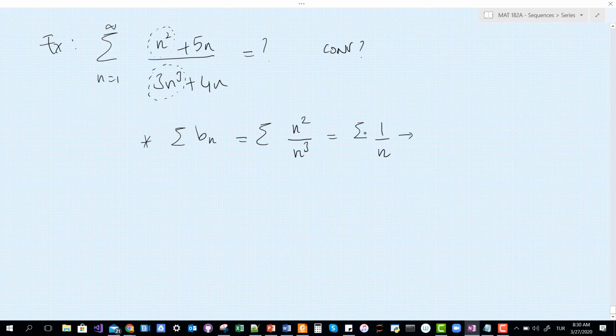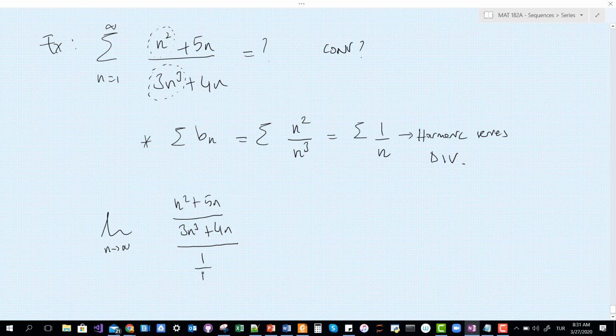Also, do I know if this series is convergent or divergent? Yes, I know, since this is my harmonic series, and it is divergent. I need to compare these two series using the limit comparison test in this way. My an is this one, and my bn is this one. This is my bn, this is my an term, general term.